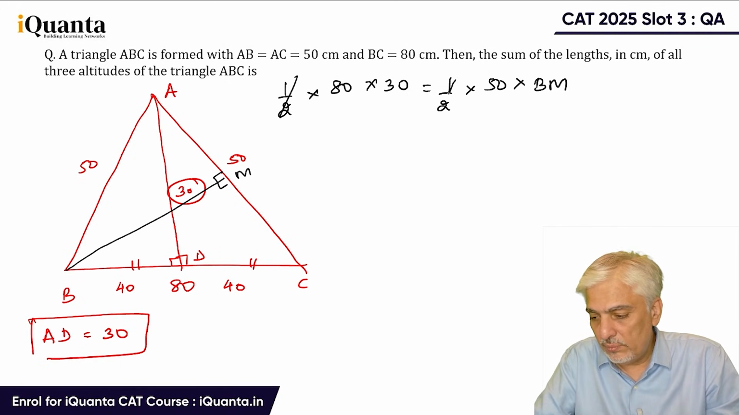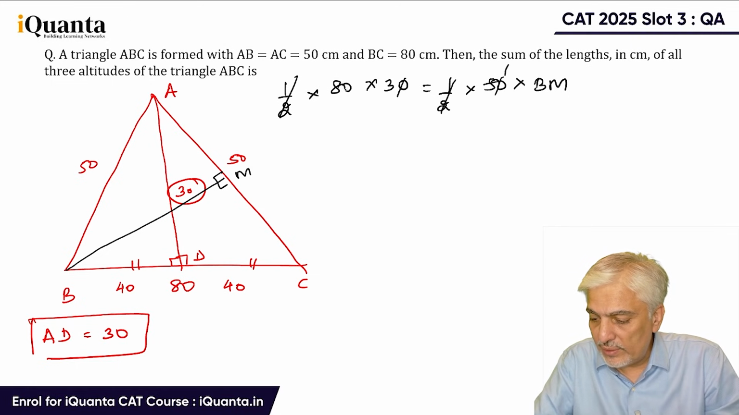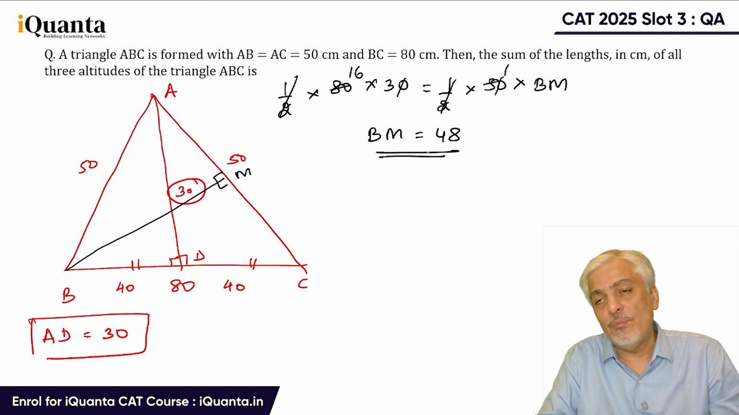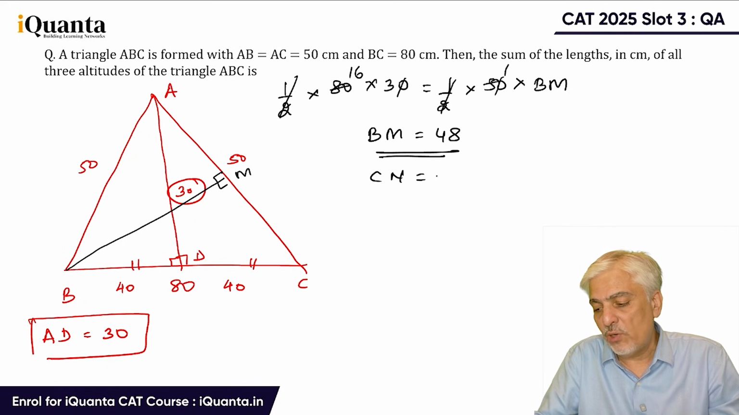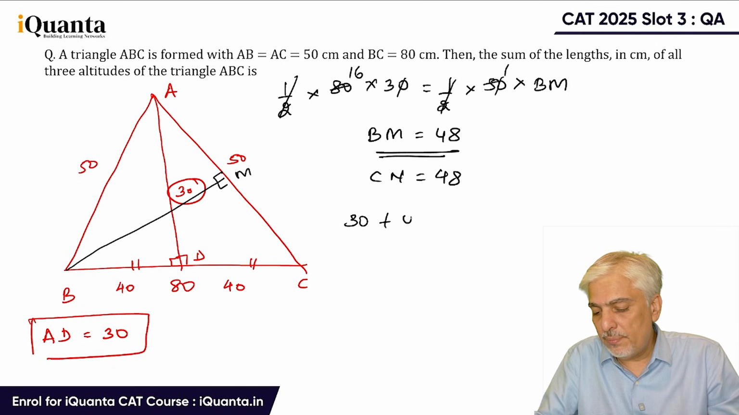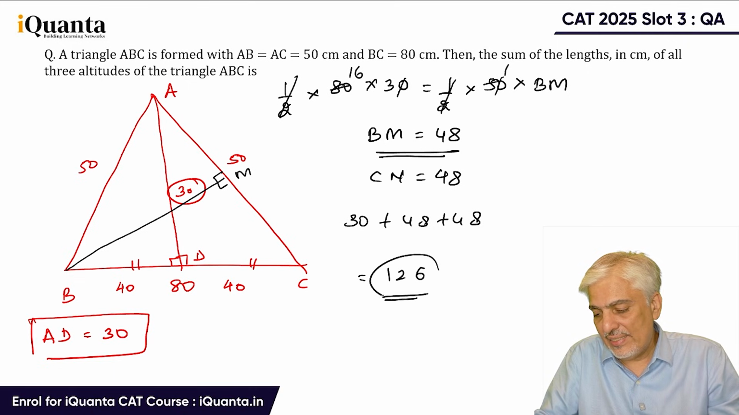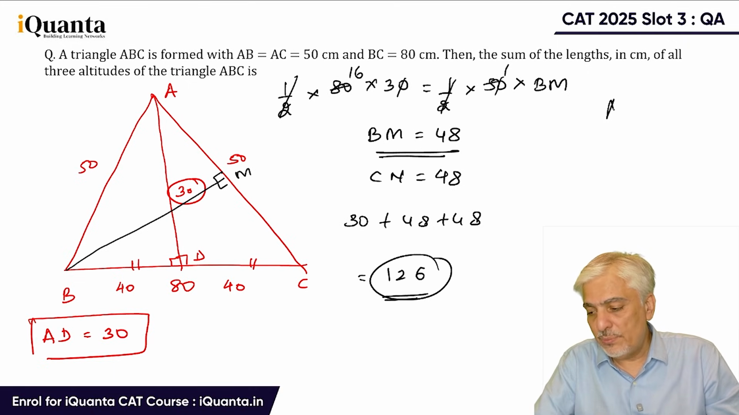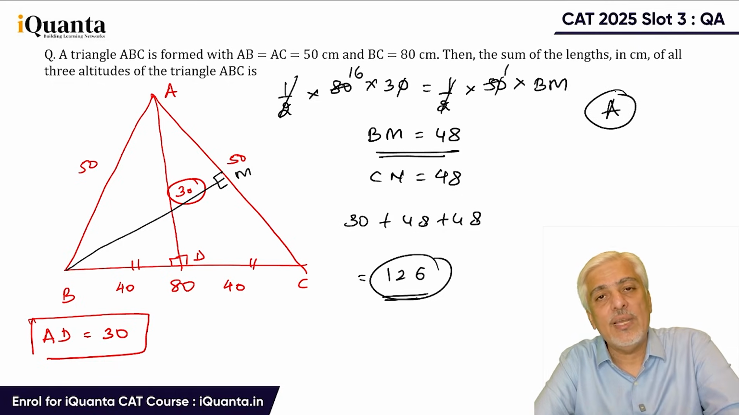Half cuts out, 0 cuts out, 5 1s are 5, 16s are. So BM comes out to be 48. So obviously the other altitude, if I drew one more altitude, CN also would be 48. And so sum of all the altitudes will be 30 plus 48 plus 48. That is 96 plus 30, 126. Basic one, if you had drawn the diagram, you would have got the question. Simple geometry question, definitely a level A question.